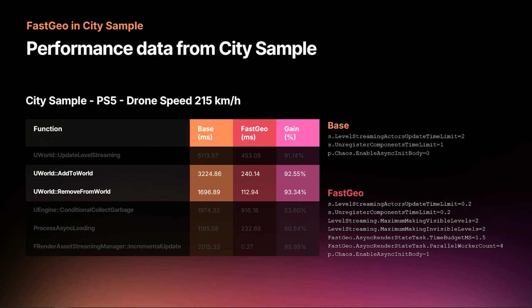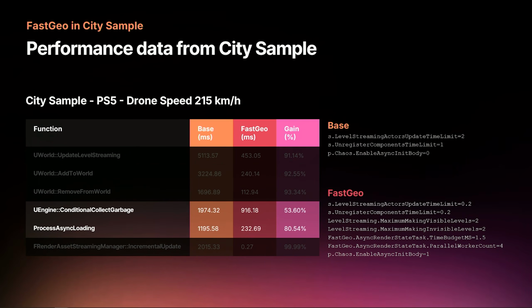As expected, we see that add to world and remove from world now take a very small amount of time on the game thread. And since a big part of the map was transformed into Fast Geo content, we end up with a lot fewer UObjects, which translates to fewer objects being processed by both the garbage collection and the process async loading.